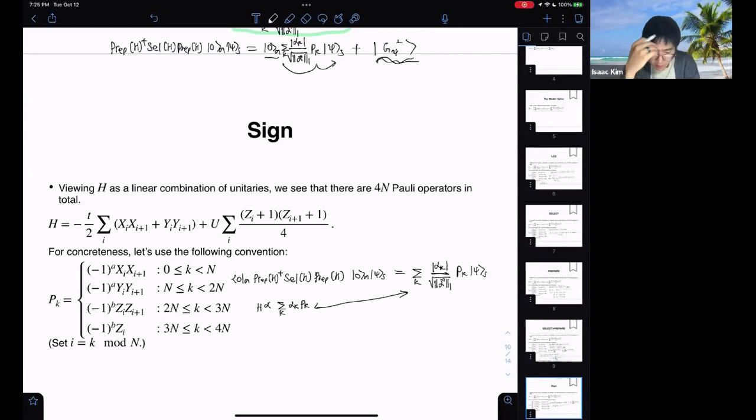So how do we deal with this problem? It turns out that there's a very easy solution. And the solution is to simply redefine your Pauli operators. So remember, in this linear combination of unitaries business, it didn't really matter whether the unitary that you defined had a minus sign or not. As long as it's a unitary, you're good to go, basically.